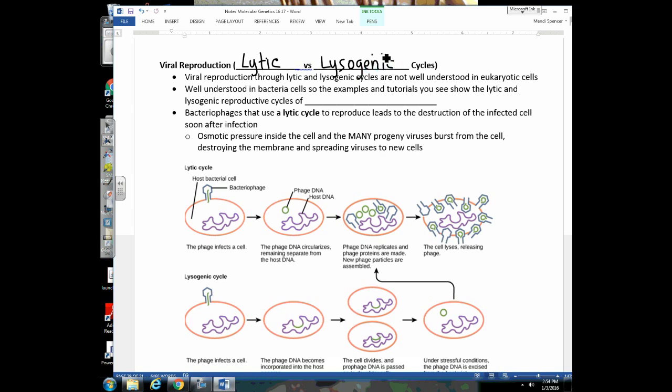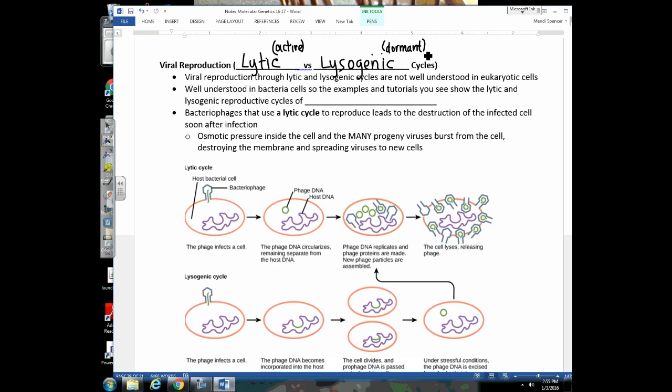Basically, viruses can enter cells and they can immediately become active. That means the cell is going to immediately start producing new viruses. Or that virus can be dormant and that cell will not produce new viruses immediately. The fact that viruses can do this, they can enter the lytic cycle or the lysogenic cycle, is well understood in prokaryotic cells. So whenever we teach you about the lytic or the lysogenic cycle, we usually do that as we're talking about bacteria cells.